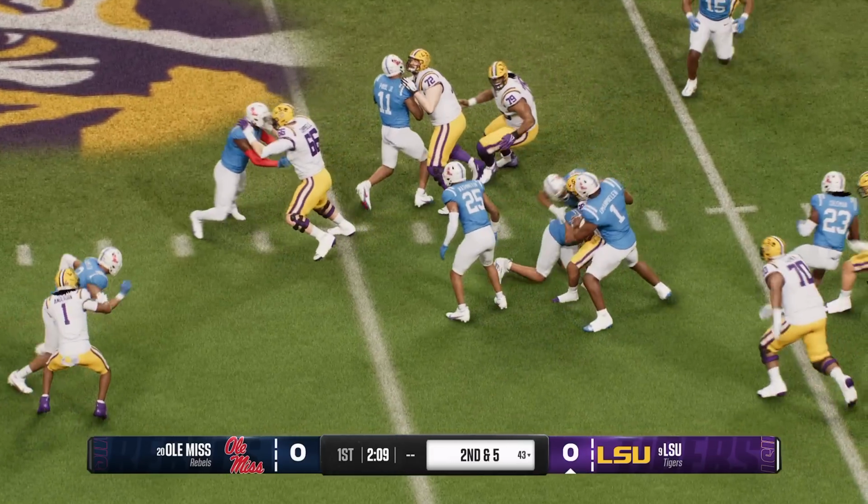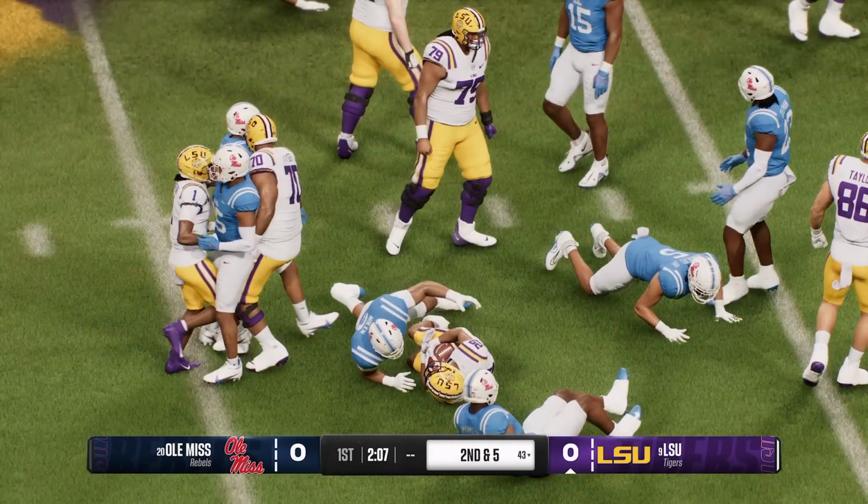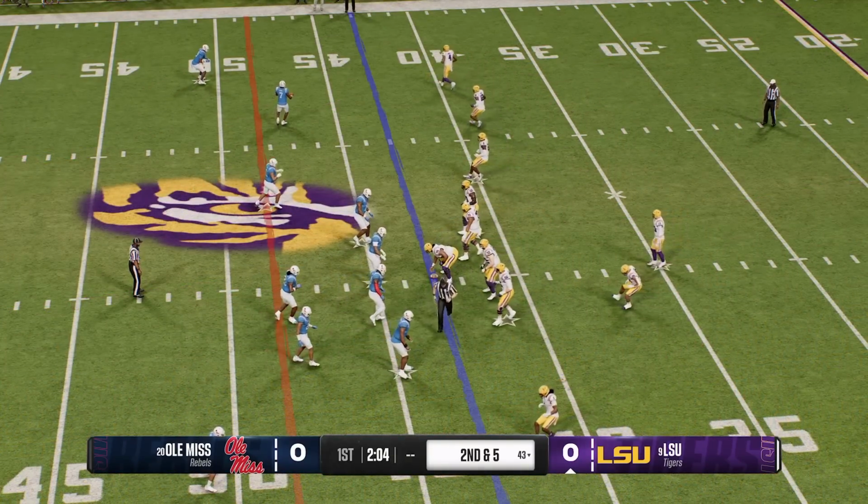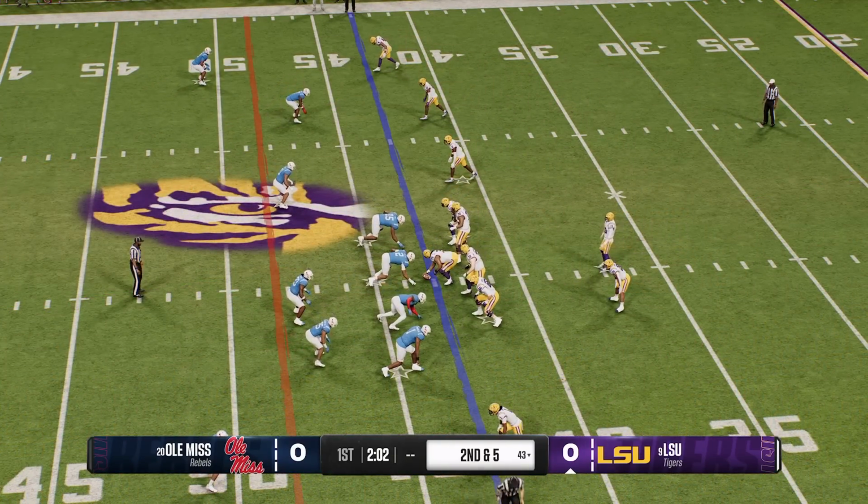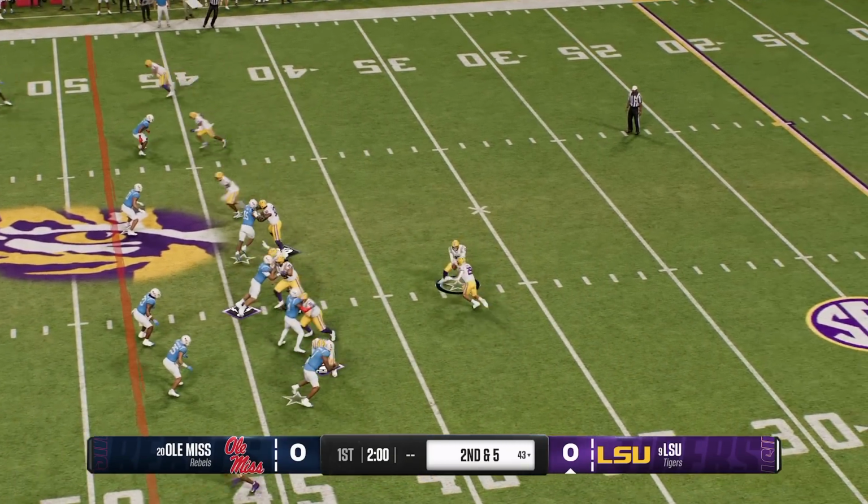I believe on both Xbox and PlayStation, some users are having trouble playing with the Team Builder teams and stuff like that, so definitely something they know about. We'll just have to see when they get a fix out for it.